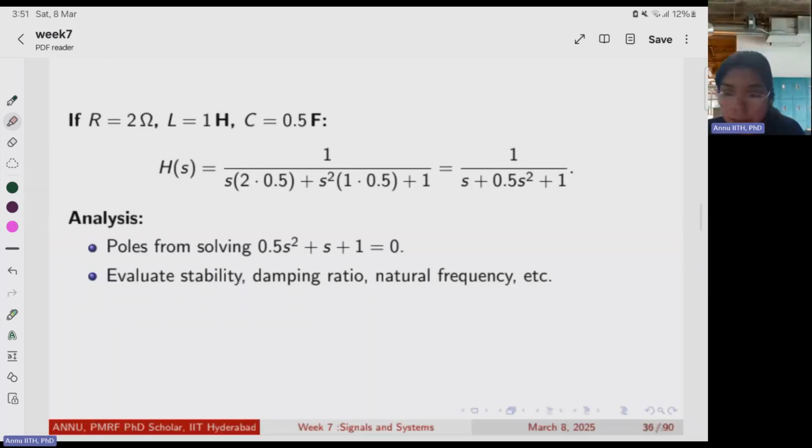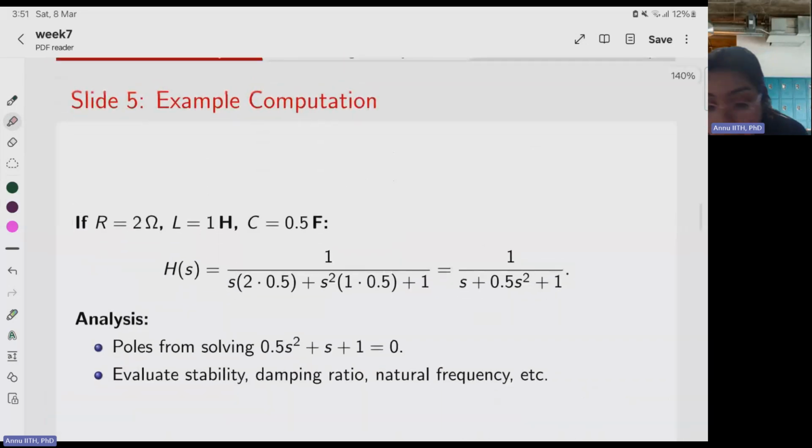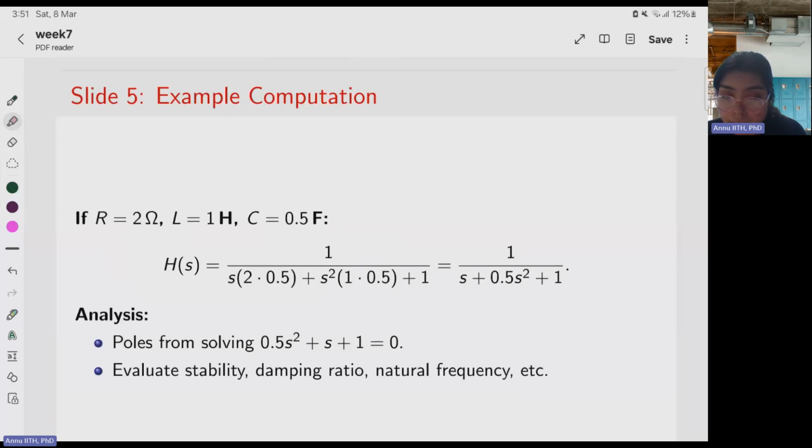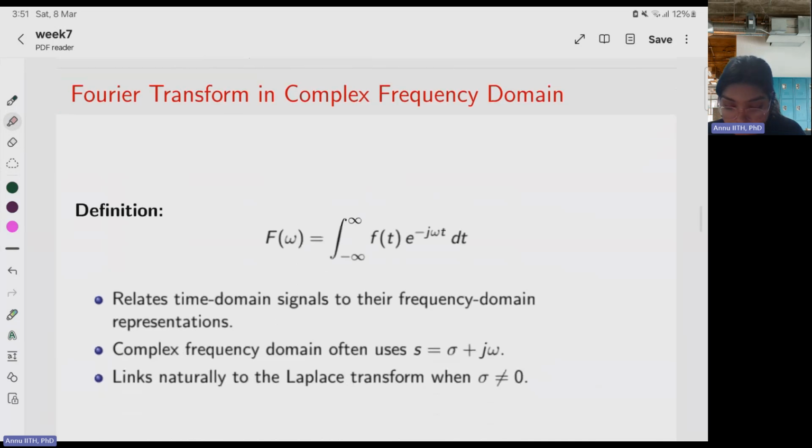Okay, I'm back. So we can just plot this. For example, we have a computation like this. If R is equal to 2, L is equal to 1 Henry, and C is equal to 0.5 Farad, then the poles arise from solving the denominator equation, 0.5 S squared plus S plus 1. And we can evaluate the stability, damping ratio, and natural frequency.